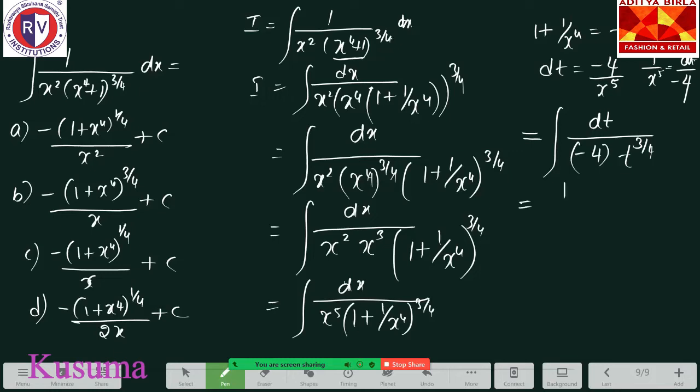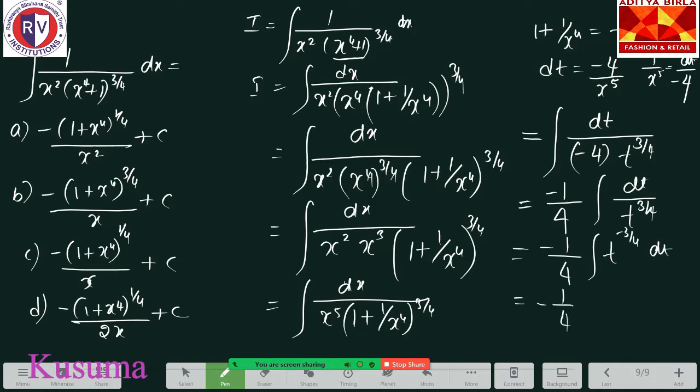So minus 1 by 4 is a constant here. dt by t to the power of 3 by 4 is the integrand now. So this is minus 1 by 4 integration of t to the power of minus 3 by 4 into dt. So we know how to integrate this.